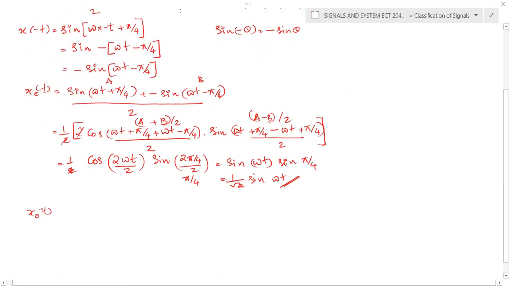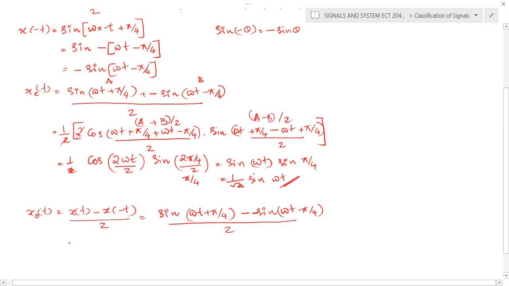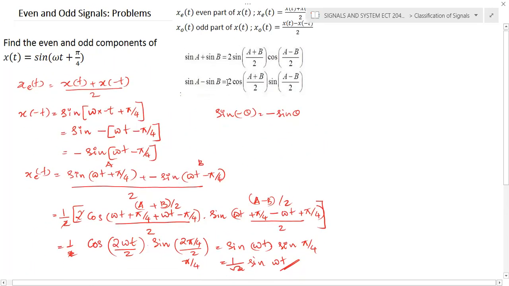In order to find the odd component of the signal, you need to use the equation xo of t, which is equal to x of t minus x of minus t, the whole divided by 2. So if you write x of t, it's simply sine omega t plus pi by 4, minus x of minus t. Already there is a minus, so minus into minus sine omega t minus pi by 4, and the whole divided by 2. So this equation becomes plus, so you'll get sine a plus sine b.